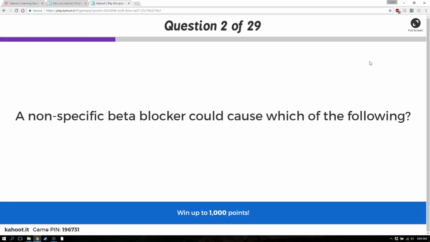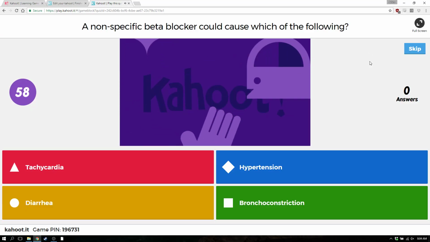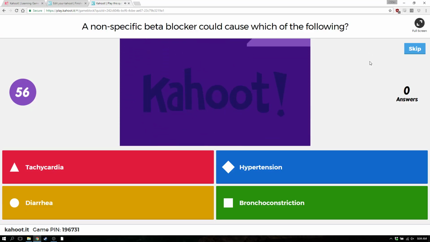A non-specific beta blocker would cause which of the following? So it's to affect beta 1 and beta 2 receptors.